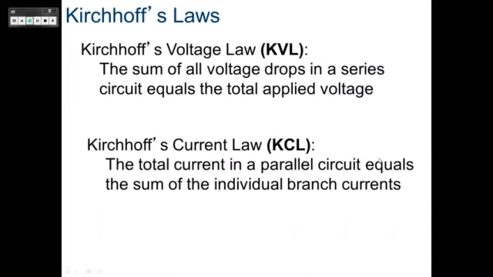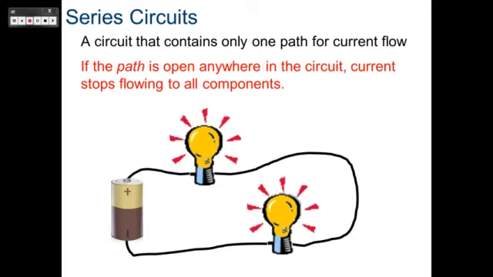not change. Kirchhoff's voltage law, which I stated a little bit ago, is that if I add all the voltage drops, or all the different individual voltages at each of the components, it equals the total applied voltage, or the total voltage put into the circuit. Kirchhoff's current law, and this one only works for parallel circuits, is that if I add all the individual branch currents at each of the components, it equals my total current going into the system.